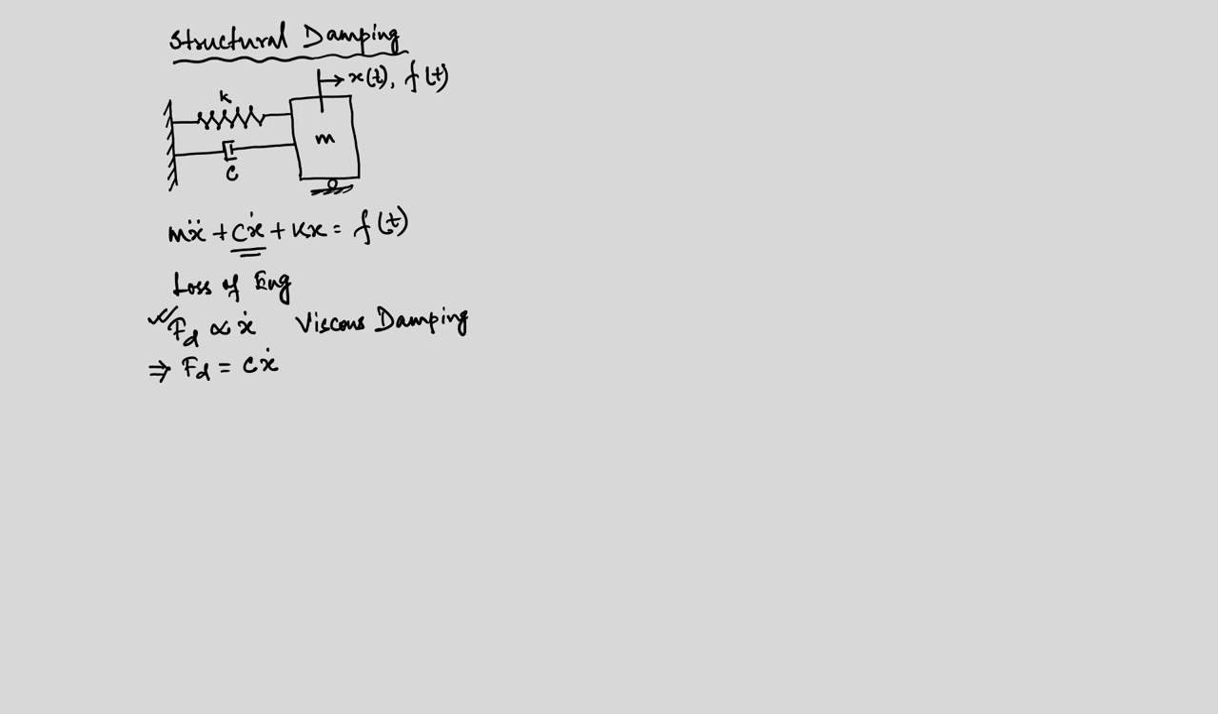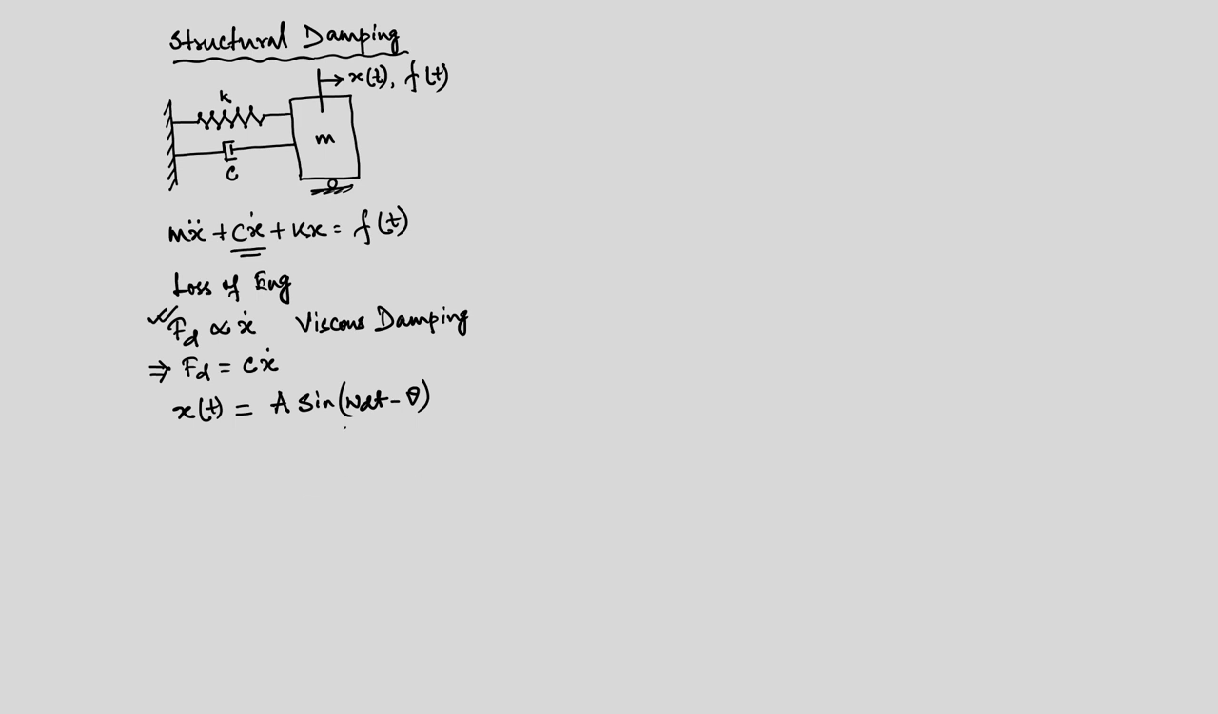Now let us assume that x of t, the displacement, for the time being is a sinusoid, and if you recall the nature of the solution, this is A sin(omega d times t minus theta). Because of damping, as time progresses the magnitude of the response will reduce, which we will see in a minute. But for the time being let us assume the displacement field is given by this expression. What will be x dot of t? This will be A omega d cos(omega d t minus theta). And what is dx? This is nothing but x dot dt.